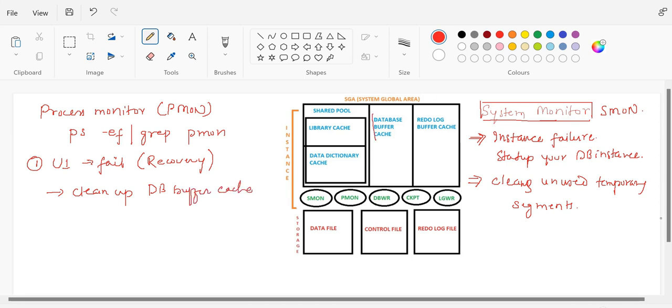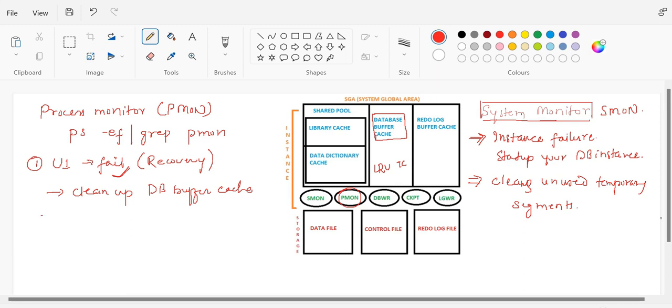This is the database buffer cache. So time to time, who cleans up? It's the responsibility of PMON who cleans up the database buffer cache. I have already mentioned, with the help of the complex algorithms LRU and TC, this database buffer cache is managed. So time to time, on a regular basis, PMON comes into the picture and it cleans up the database buffer cache when a user process has failed.